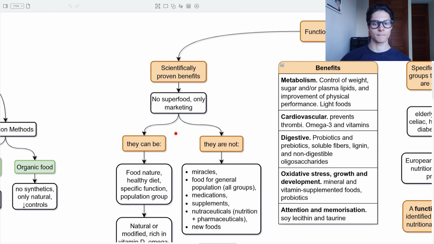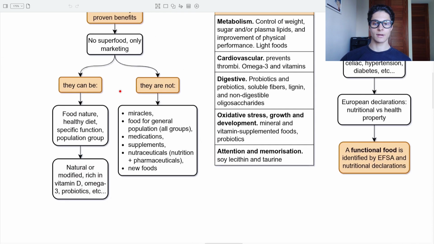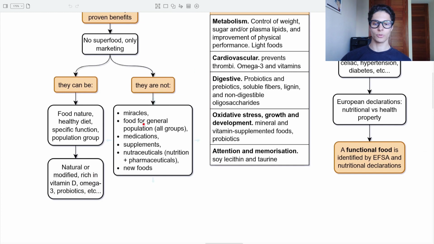It's only marketing. And functional foods can be based on the food nature, on a healthy diet, on a specific function, or on a population group. These are things such as natural or modified, rich in vitamin D, omega-3, probiotics, etc. They are not miracles, food for general population. This is food for all groups of population. Medications, of course not. Supplements, or nutraceuticals. These are nutrition and pharmaceuticals. And also new foods. They are not functional foods.